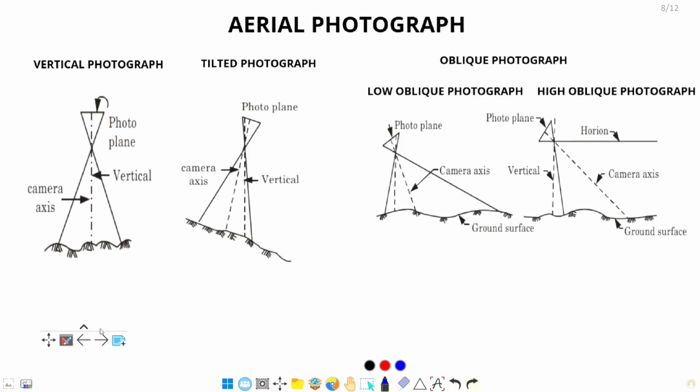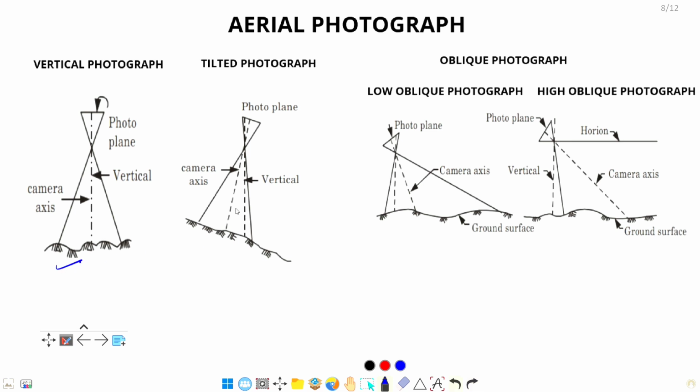Now moving to aerial photograph. Depending upon the vertical axis of the camera, that is the camera axis or optical axis, there are several types of photograph. First one is vertical photograph. The vertical downward axis, the axis toward the ground, and the camera axis are the same. If the vertical downward axis and camera axis are the same, then the photograph captured is called a vertical photograph.